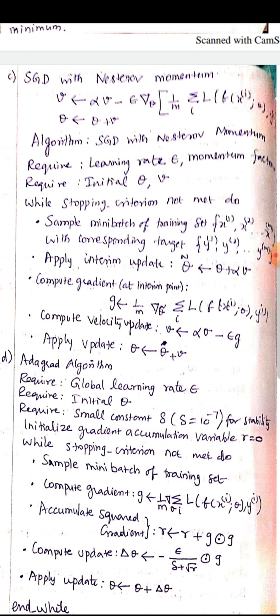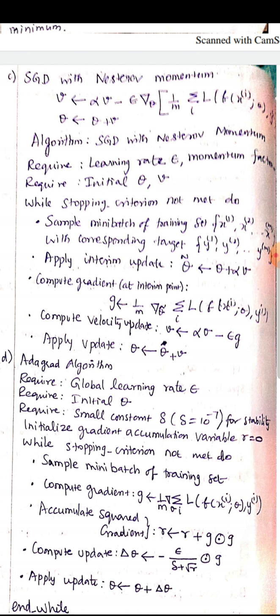That is why they are doing an interim update, and theta tilde is getting updated by theta plus the initial velocity vector alpha v, and then only the gradient is being computed for the current theta tilde, and based on that the gradient is being computed, and then the velocity update is happening for the particular Nesterov momentum formula according to the original gradient. So the gradient which is coming from your interim updated theta tilde. So accordingly the update is happening.